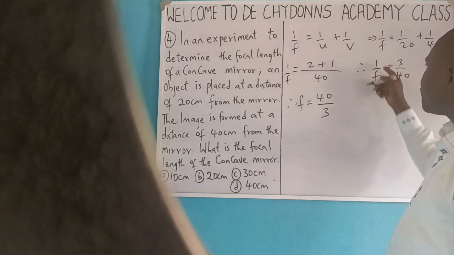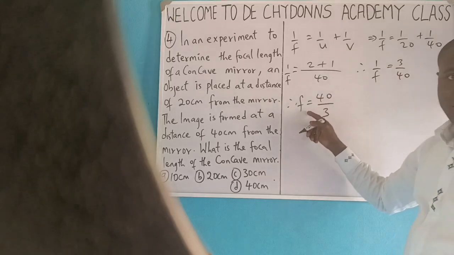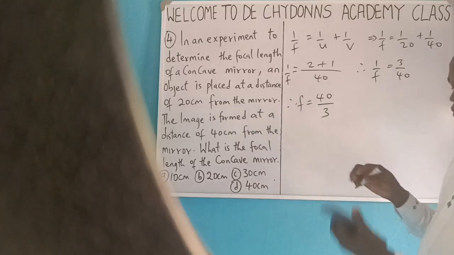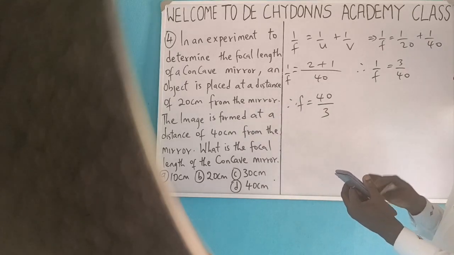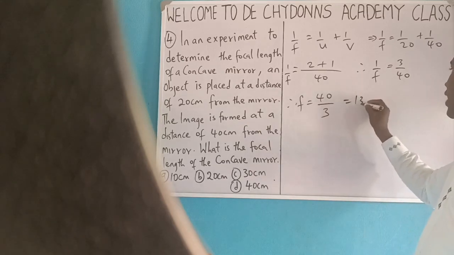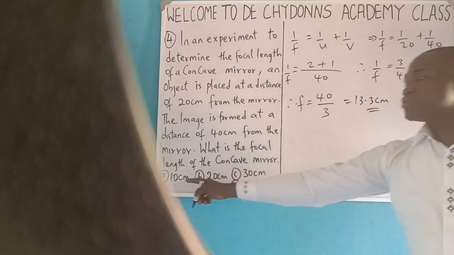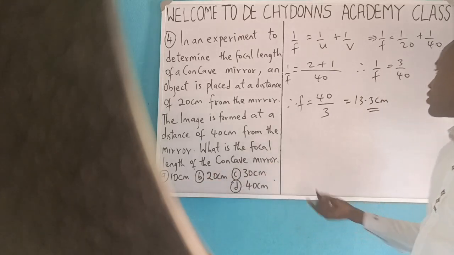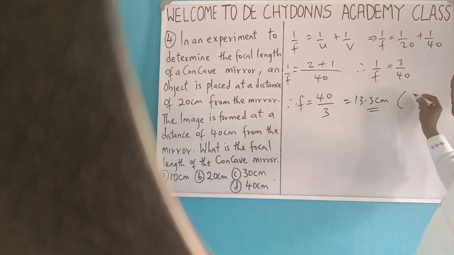So the inverse of 1 over f is f, right? The inverse of 3 over 40 is 40 over 3. We'll press it, 40 divided by 3. That will give us 13.3 centimeters. But in the options, we are seeing 10, 20, 30, 40. So the closest option we'll be picking here is option A.